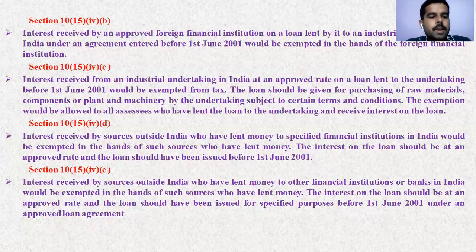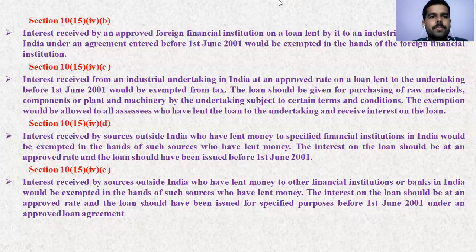The next, interest received by sources outside India who have lent money to other financial institutions or banks in India would be exempted in the hands of such sources who have lent money. The interest on the loan should be at an approved rate and the loan should have been issued for a specified purpose before 1st June 2001 under an approved loan agreement. Okay, these sections you have to carefully observe. A little bit of confusion is also there, no need to be confused.